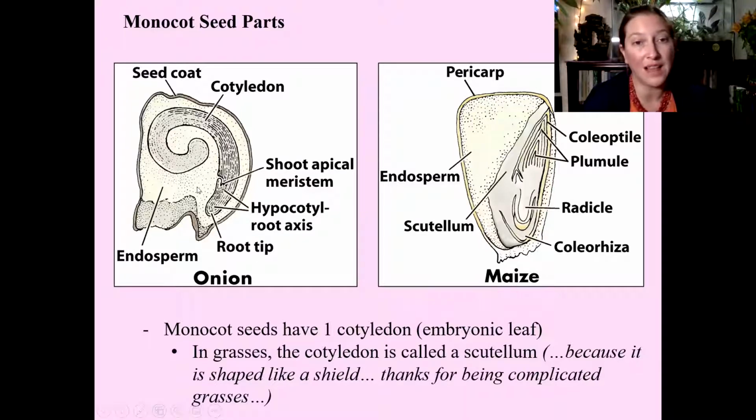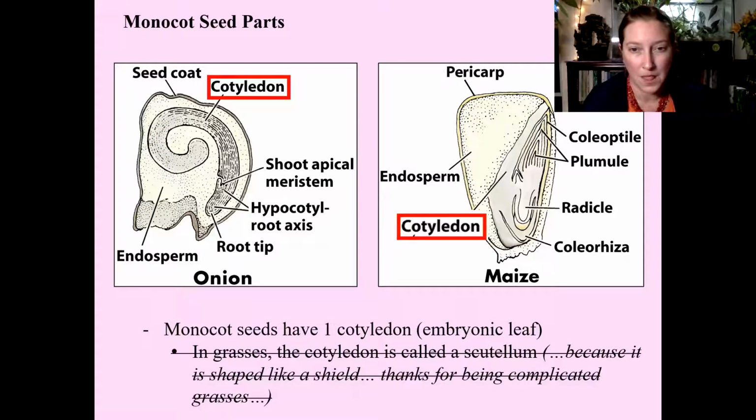If you look here on the left, we see an onion, which is a type of monocot. And this weird looking thing here is actually the cotyledon. You don't need to know that, just know that monocots have one cotyledon. Just to give you an example of how botany can get really complicated, in grasses, the cotyledon is called a scutellum. You don't need to know scutellum for this class. So goodbye, scutellum. Hello, cotyledon.